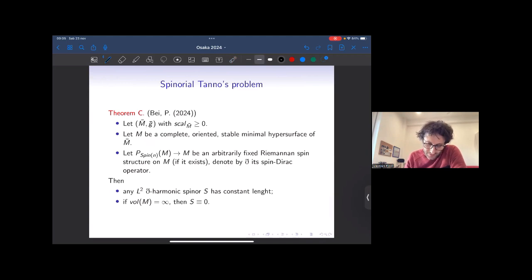The space of harmonic integrable spinors has some topological interpretation. It's called the A-hat genus.